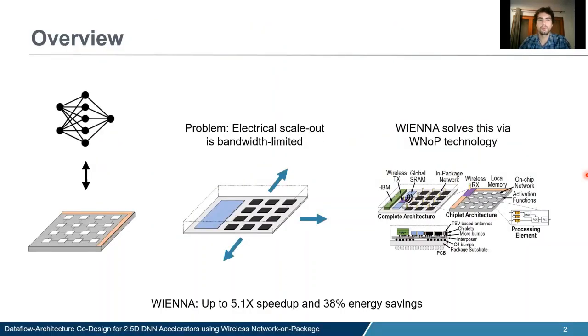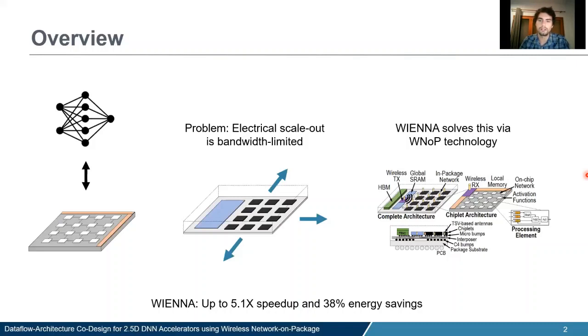So, as an overview of the paper, we focus on the problem of mapping a deep neural network in a hardware platform, specifically a DNN accelerator, and specifically we focus on the scale-out problem, that is, to increase the number of chiplets in the DNN accelerators, which allows to increase the computational power. And the problem with this scale-out is that if it's done via electrical interposers, which is one of the best ways right now, it is bandwidth limited, as we will see later.